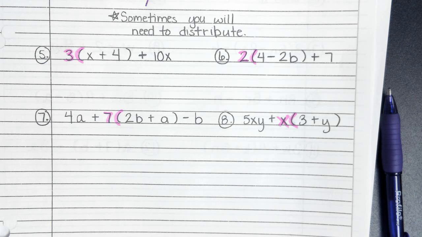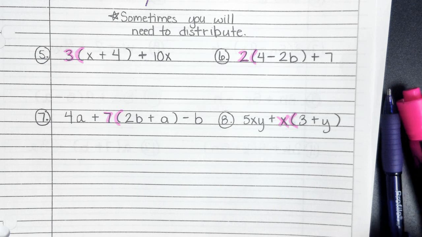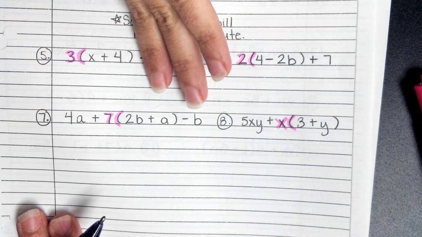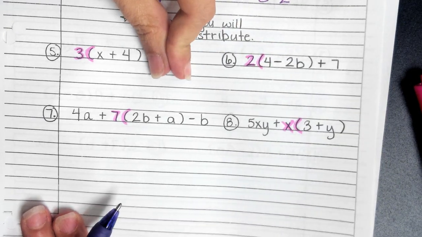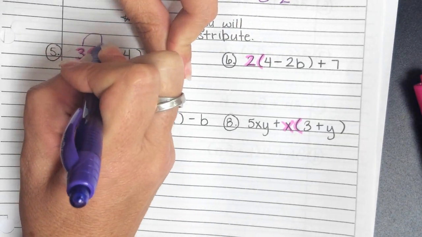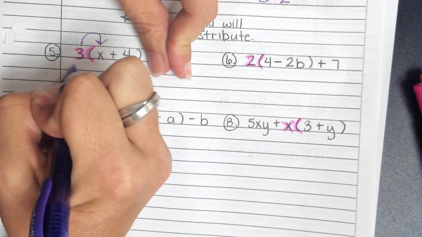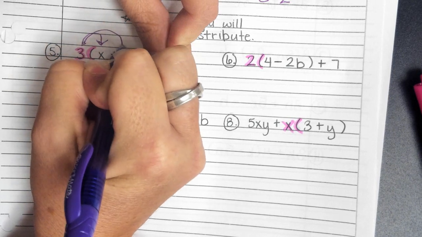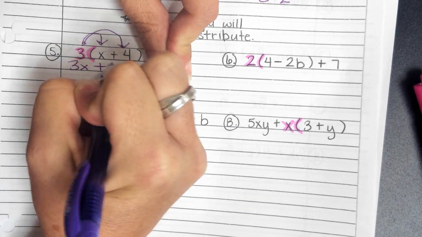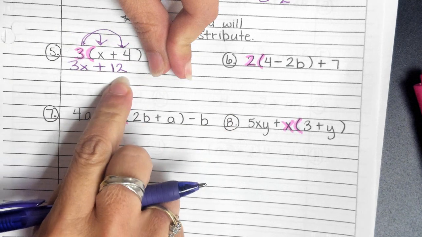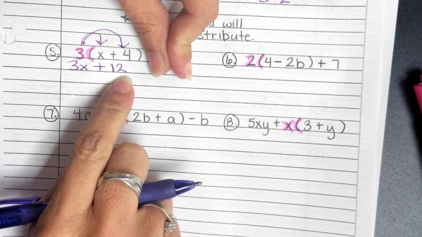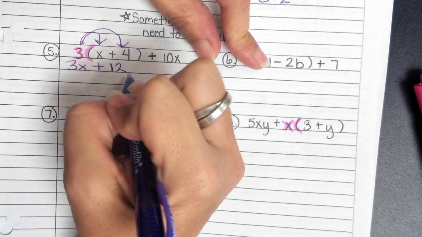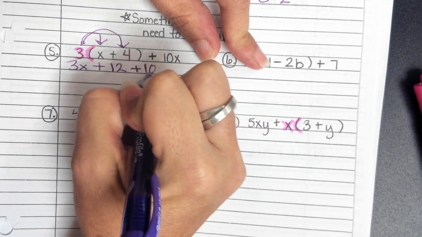Okay, so the way this works, when you see one with distributive, honestly, I get rid of all the distributive first, especially like this one since it's in the front. So pretend like this is last night's homework. I do 3 times x, 3x, plus 3 times 4 is 12. So that's the beginning of the problem. 3x plus 12. Then I look and see, is there anything else I need to bring down? Yes. I need to just bring down the plus 10x.